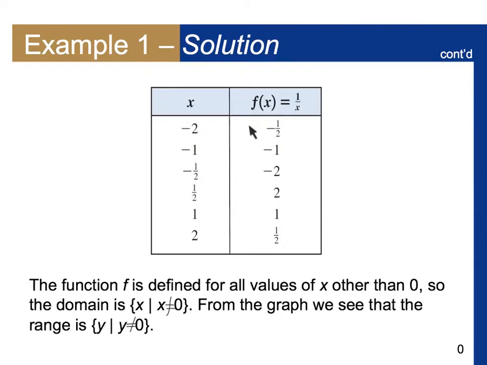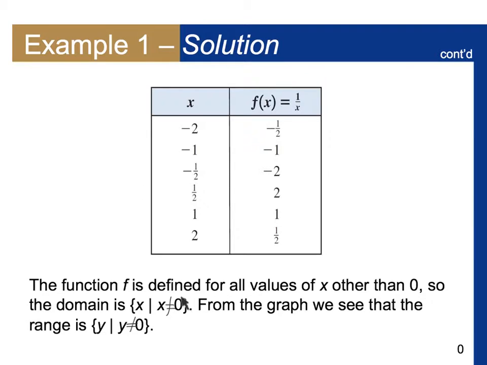And some of the other values of the function f of x equals 1 over x: when x is minus 2, y is minus 1/2. When x is minus 1, y is minus 1. When x is minus 1/2, y is minus 2. And then for the positives, we'll get positives. So 1/2 gives us 2, 1 gives us 1, and 2 gives us 1/2 for x and y respectively.